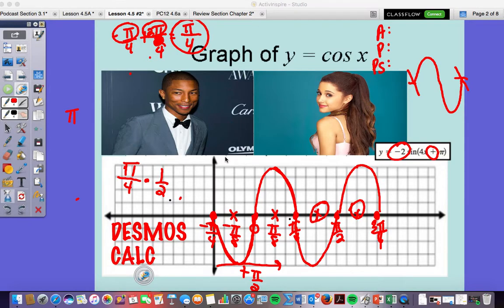Same thing. Do the same exact thing, except I changed the sign to cosine. So we'll still do 4x plus pi. What would happen to this graph? Well, it's going to go down. Okay, it's going to start down.